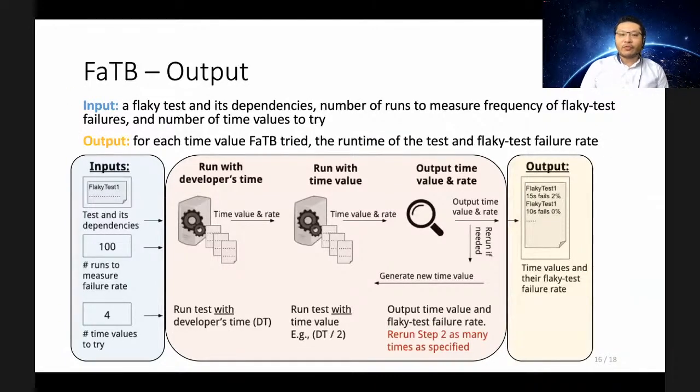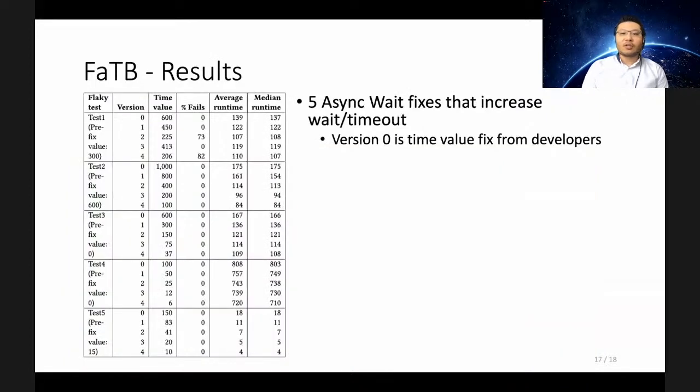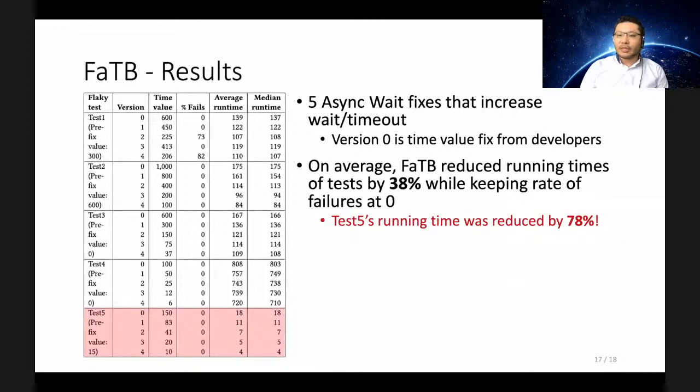In the end, for each of the time values we would try, we would output that time value along with the runtime of the test and the flaky test failure rate. When we apply our approach to 5 different async wait fixes by developers, we see that our approach can help reduce the running time of these tests on average by 38%. And for one of the tests, we can reduce it by up to 78%.